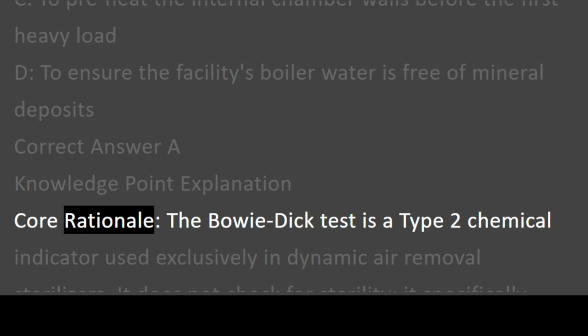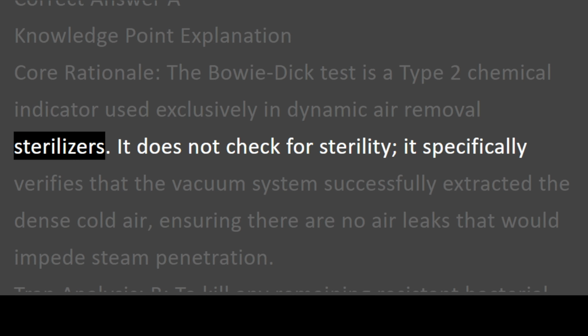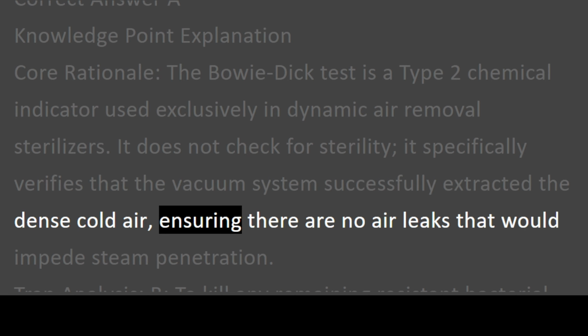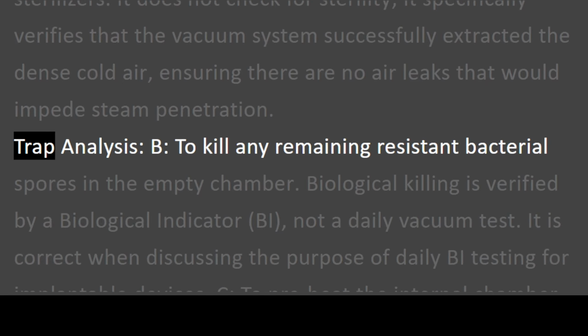Core rationale. The Bowie-Dick test is a Type II chemical indicator used exclusively in dynamic air removal sterilizers. It does not check for sterility. It specifically verifies that the vacuum system successfully extracted the dense cold air, ensuring there are no air leaks that would impede steam penetration. Trap analysis.